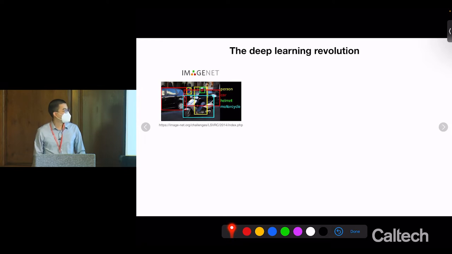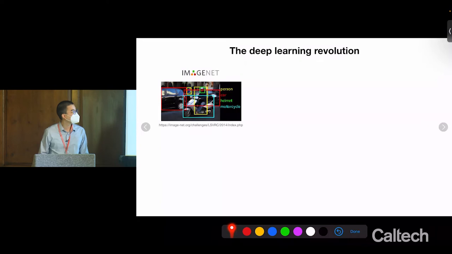And here I've taken an image from the ImageNet website, where here you can see for an image, convolutional neural networks are able to discern the objects in the image and even localize them.